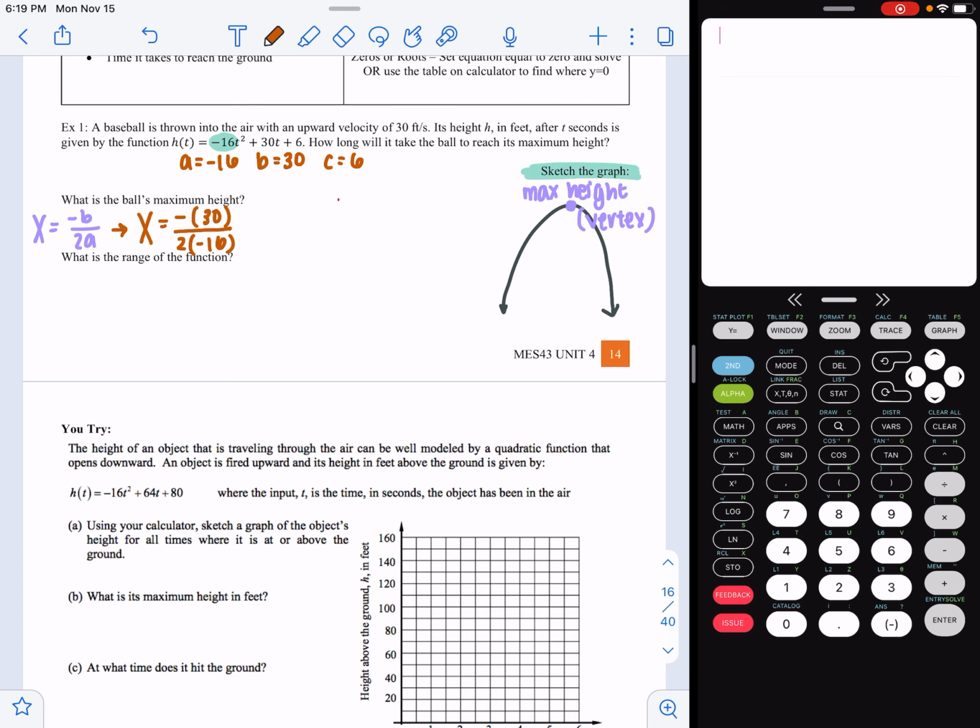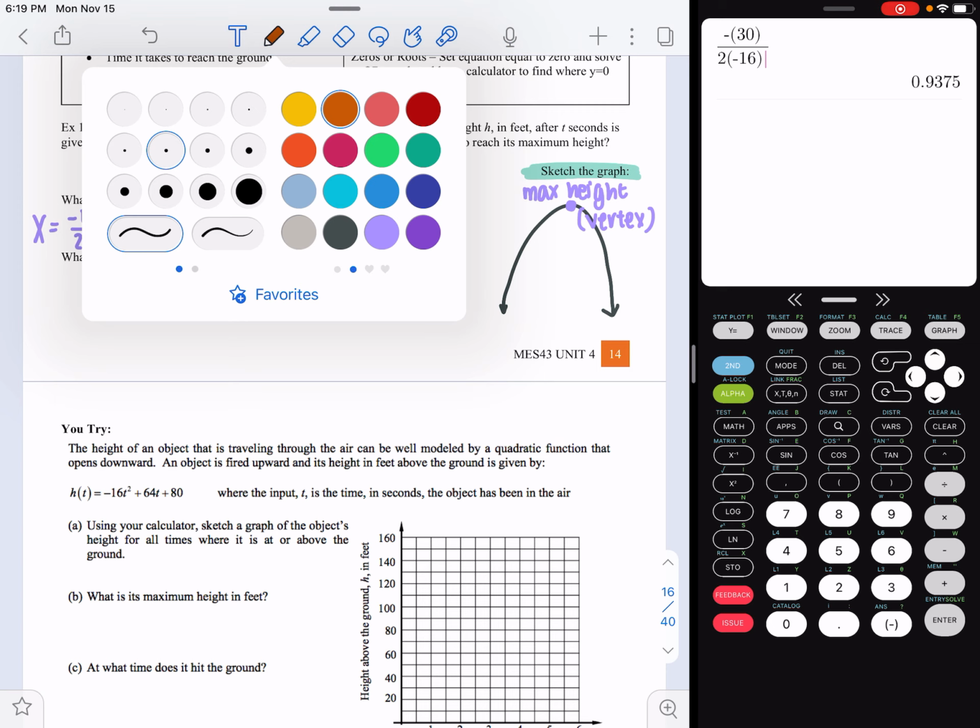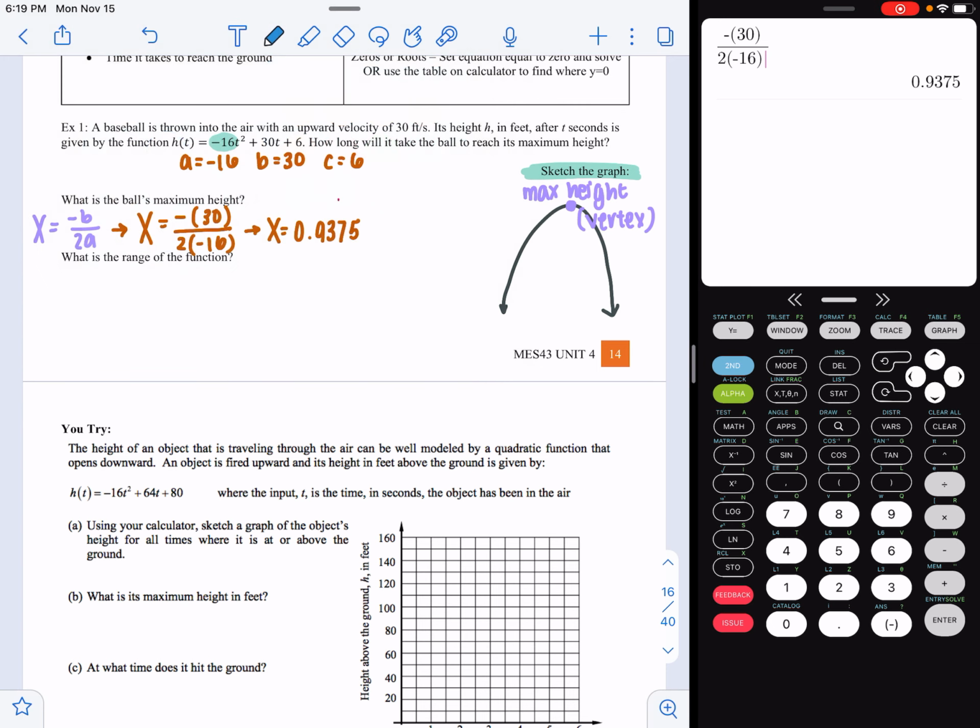Go back to our calculator. Let's put this in. Alpha y equals, to get a fraction, negative parentheses 30 on top. Close your parentheses. 2 parentheses negative 16 on the bottom. And I get a decimal, and that's okay. X equals 0.9375. Okay? But be careful, because this is the time it took for the ball to reach its maximum height. If we want to find the height, I need to go ahead and plug this into my original equation.